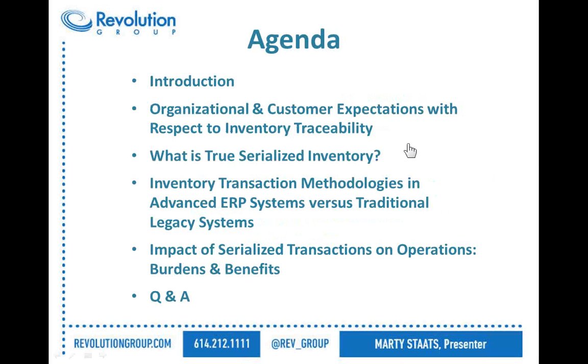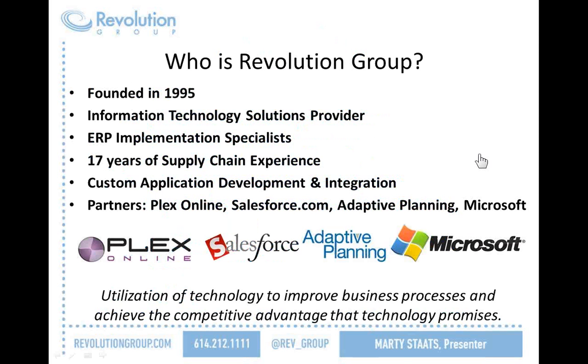On the agenda today, after a brief introduction to Revolution Group, our speaker will be discussing organizational and customer expectations with respect to inventory traceability, what is true serialized inventory, inventory transaction methodologies in advanced ERP systems versus legacy systems, and the impact of serialized transactions on operations, burdens and benefits. At the end, we'll have a Q&A session, so at any point throughout the presentation, if you have a question, please just type it into the control panel on your screen, and we will do our best to answer all of the questions at the end.